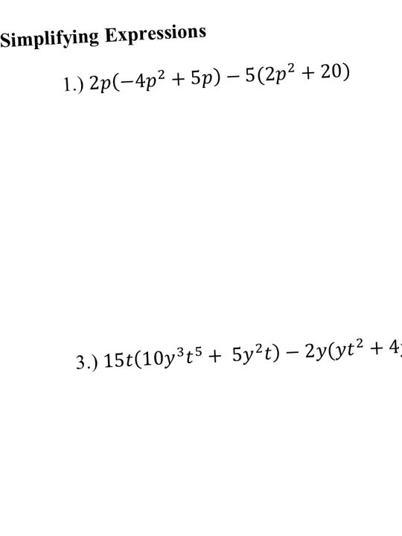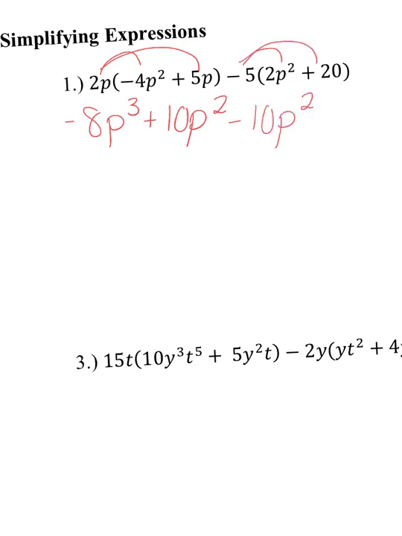So first I'm just going to start with distributing. So we're going to distribute that 2p to everything first. So I get negative 8p cubed plus 10p squared. Now I'm going to multiply this negative 5. And so I get negative 10p squared and negative 40. And so now I just have to go ahead and combine like terms.